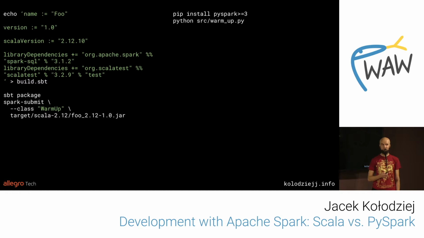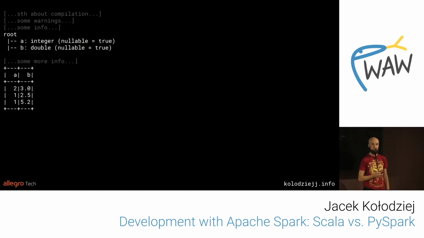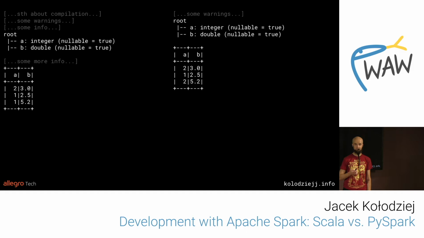And what happens if we do it in either way? In Scala, we see some information about compiling, some warnings, some information, I don't care. But most importantly, we will see the schema of this data frame printed out and the contents of this data frame printed out. And the same for Python, save for the compilation, of course. We see the schema, we see the data frame's contents.